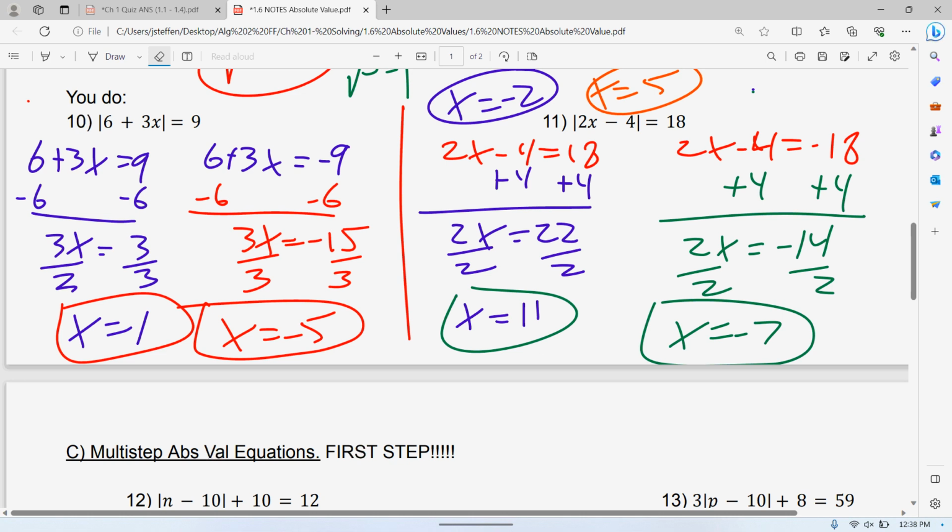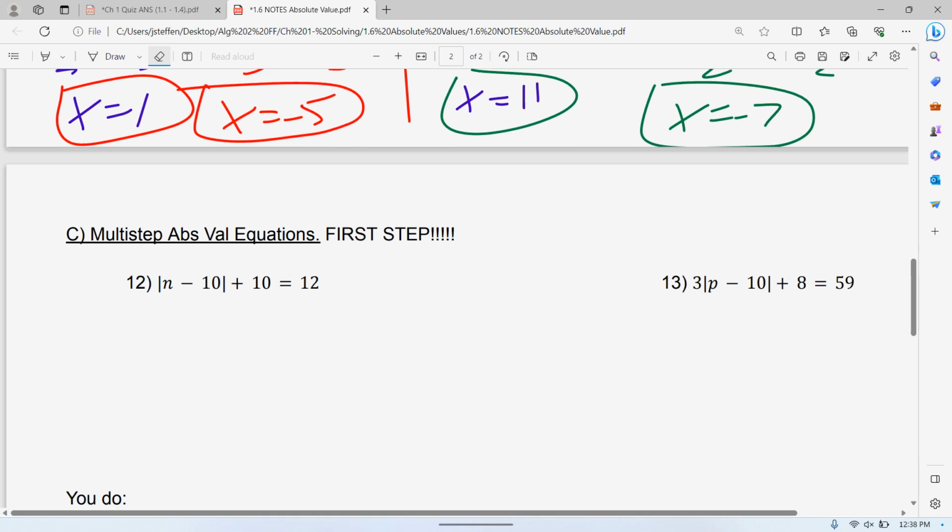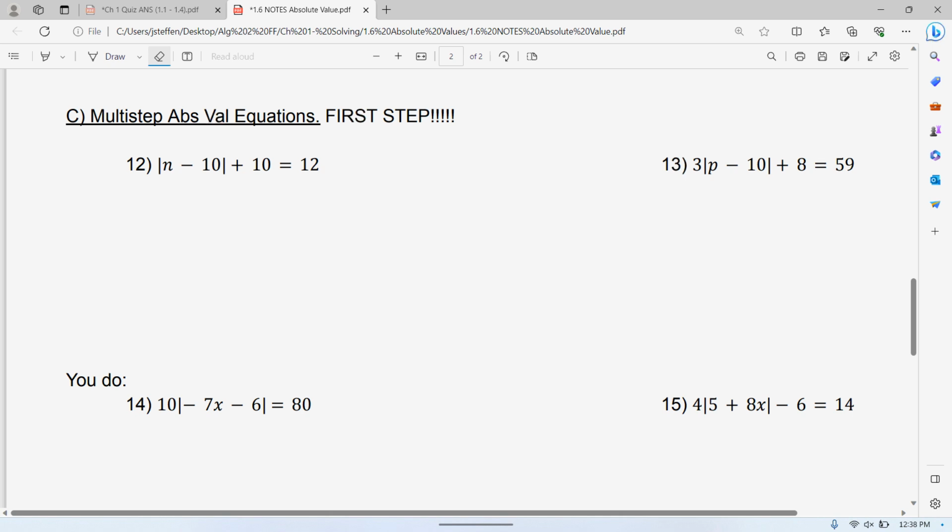Any questions on that before we move on? So the next ones aren't too bad. It's just we have to do that first step. We have to get the absolute value all by itself first. Once we have the absolute value all by itself, then we solve it just like those other ones. On the YouTube section, I'm only going to have you do number 15, just to save a little bit of time, because I do want to talk about those special cases and get your quizzes out to you. I'll start as soon as that is up there.